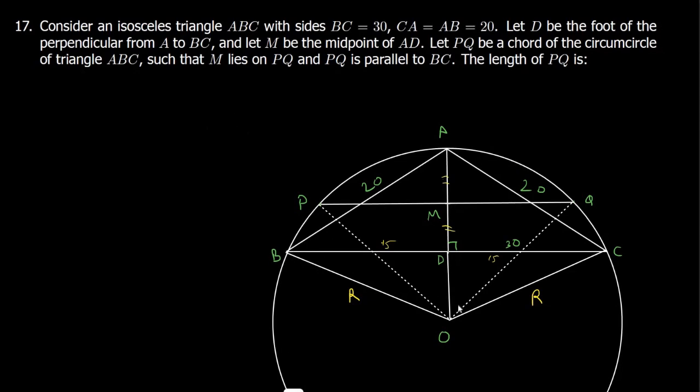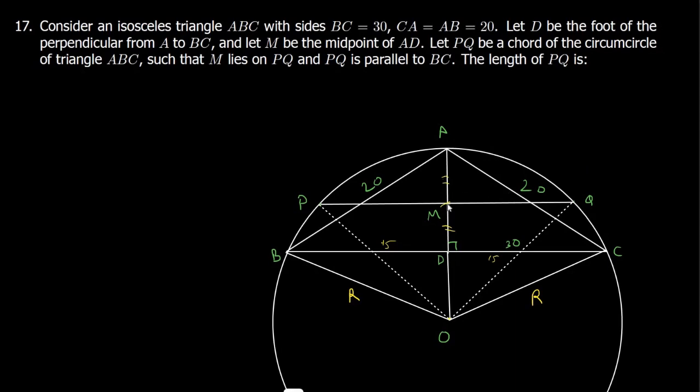and we know because it's an obtuse angle triangle, its circumcenter will lie outside the triangle ABC, but at the same time, because it's an isosceles triangle, it will lie on the altitude through A, so it will lie on extended AD. Suppose this is O. Then this is a chord of the circumcircle ABC, so that M lies on PQ and PQ is parallel to BC. So we draw a line passing through M and parallel to BC. That chord PQ length we have to find out.